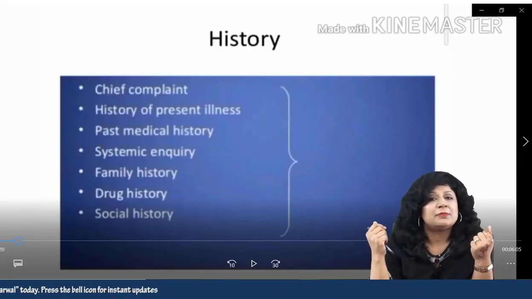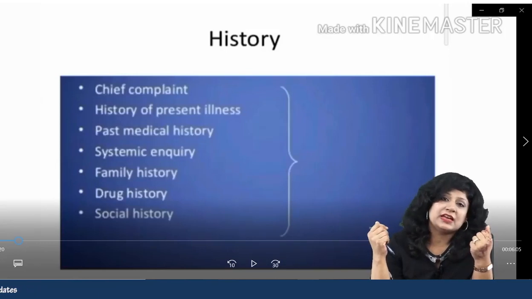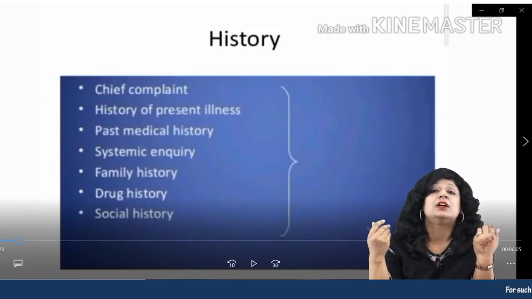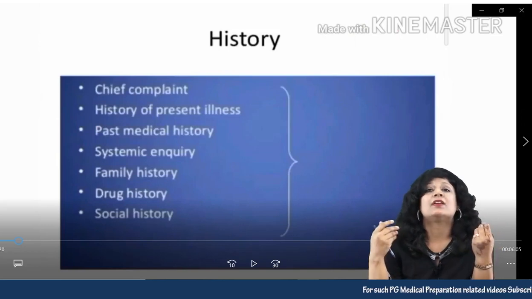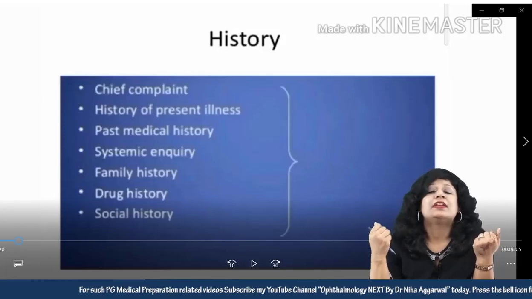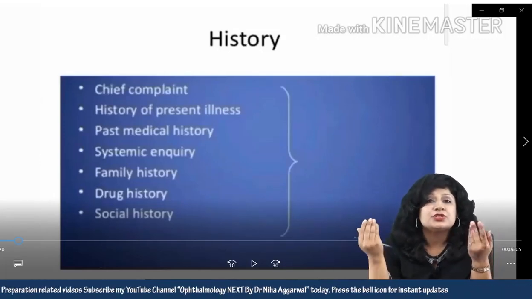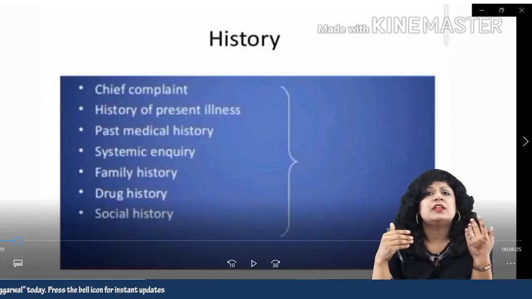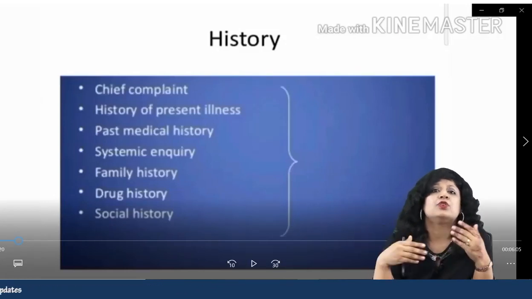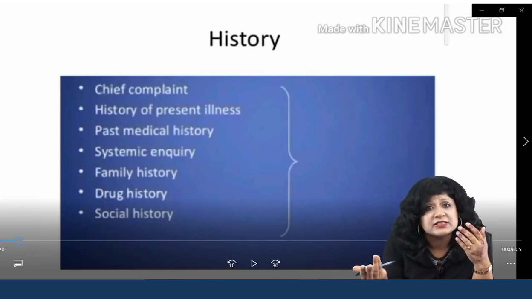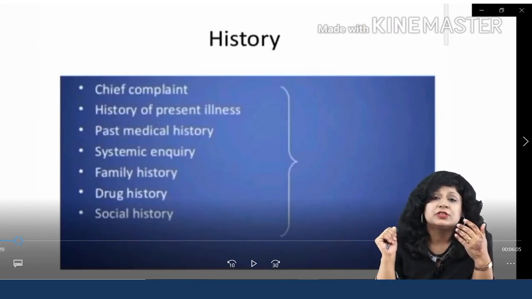Then comes your family history. Family history is again important. Glaucoma is notorious for running in families. We can have congenital glaucoma, congenital cataracts, and gene mutations can be there. We can have gene mutations in open angle glaucoma, optineurin, myocilin. So there are so many diseases where you will get a family history, especially if I talk about retinitis pigmentosa. So this is important.